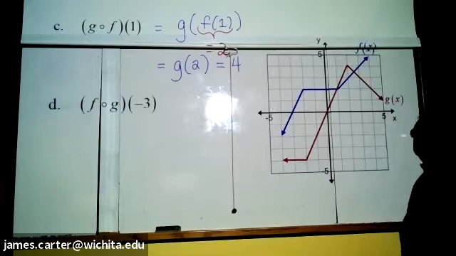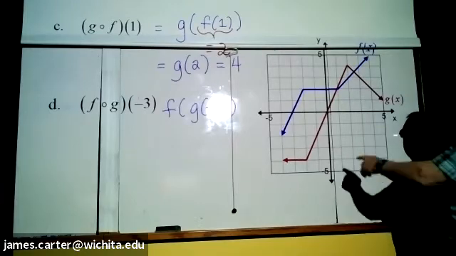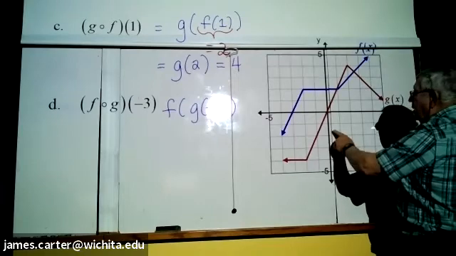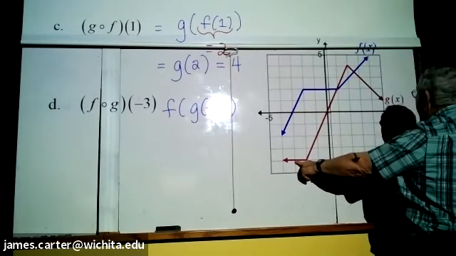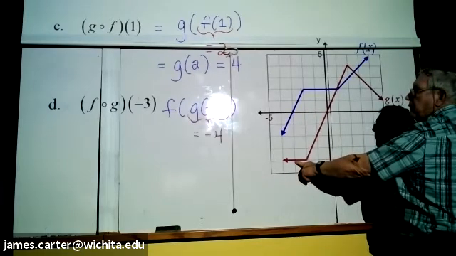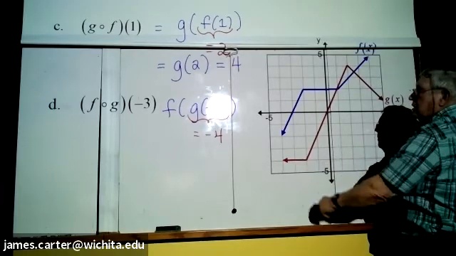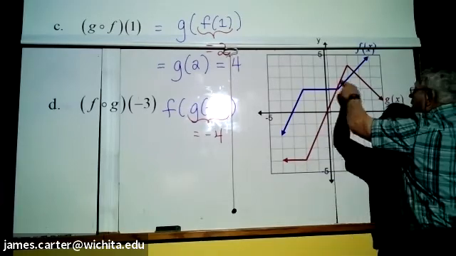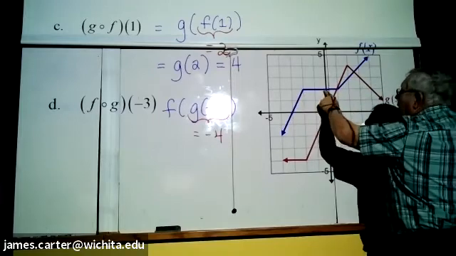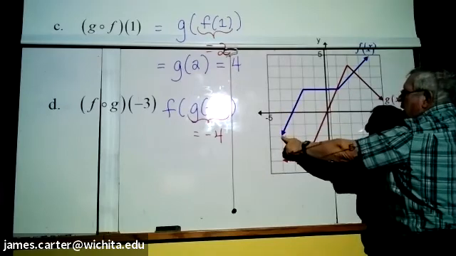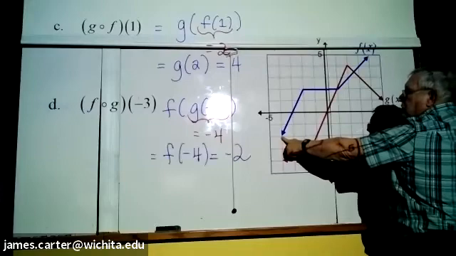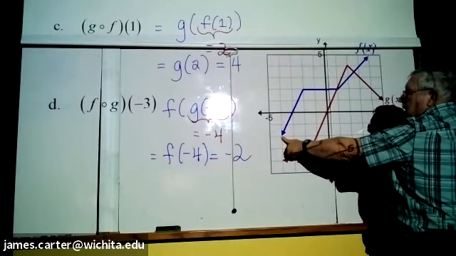Okay, now we're going to do f of g of -3. So we take g of -3, 1, 2, 3, which is -4. Then we're going to take -4 and find it on the f equation. 1, 2, 3, 4. Down here, which is down 2. And we get -2 for y.